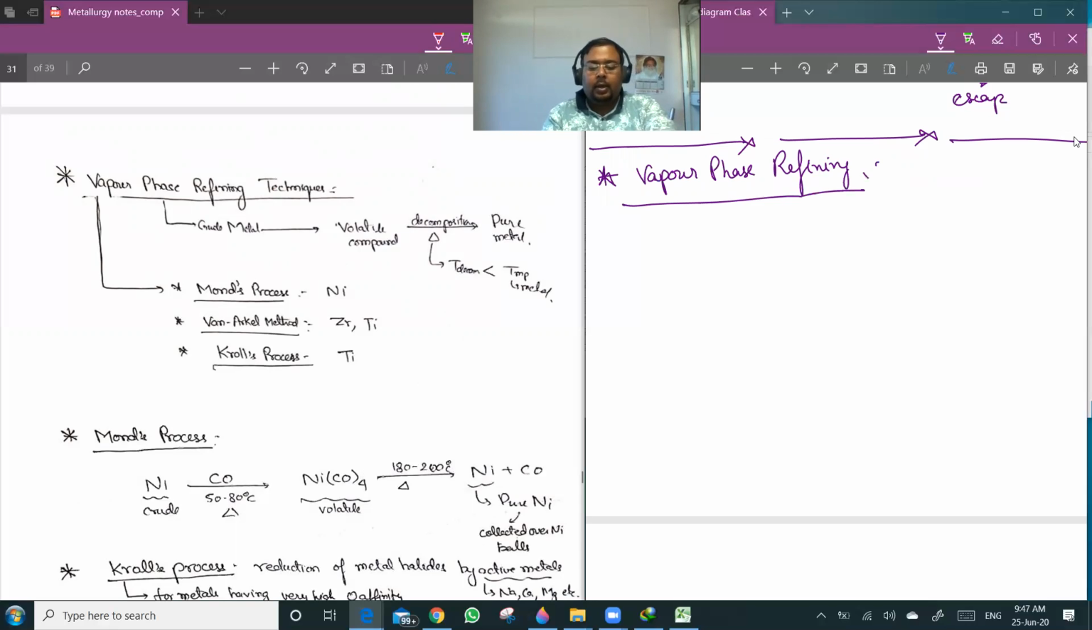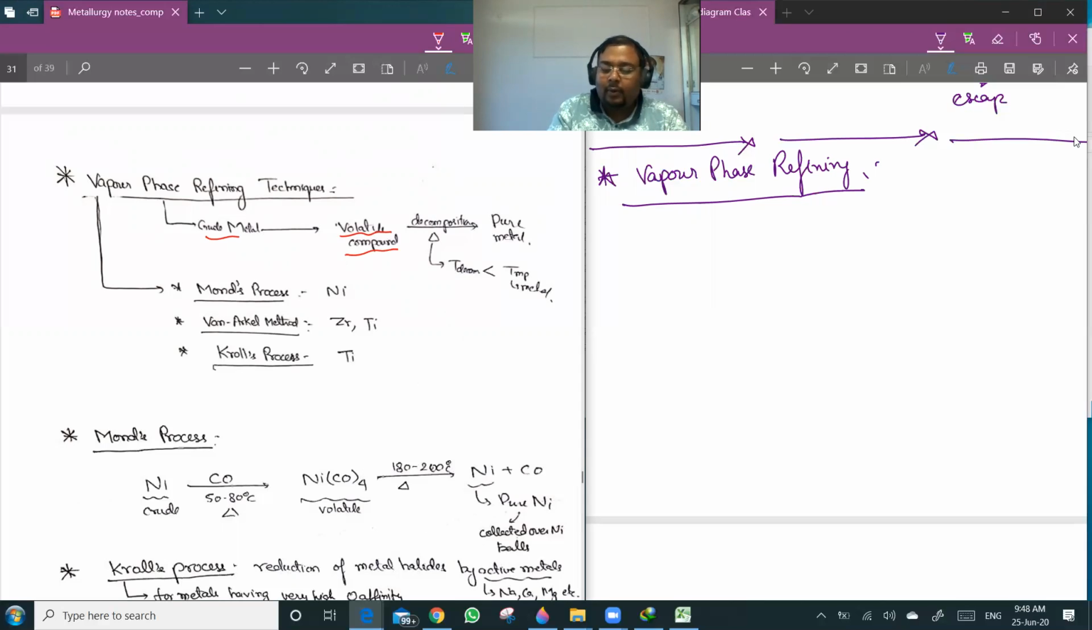Vapor phase refining techniques. The main principle behind vapor phase refining is that the metal which we want in pure form has a tendency to form a volatile compound with some reagent. Only the metal will react, the impurities won't. So the principle is that the crude metal forms a volatile compound, and impurities do not react to form volatile compounds.